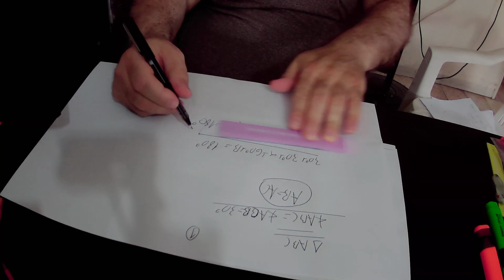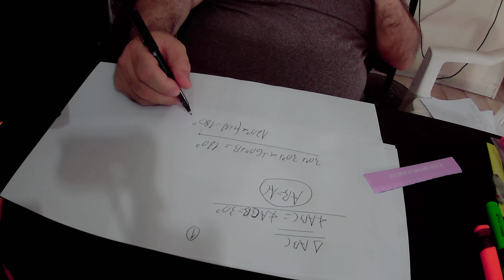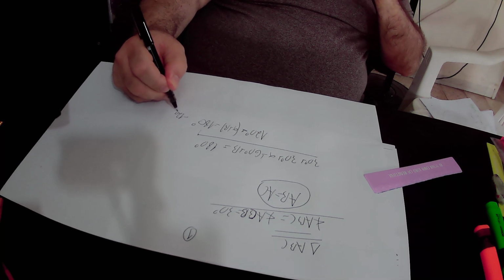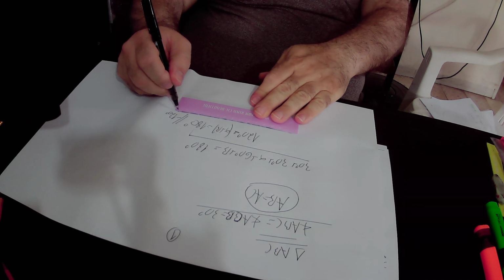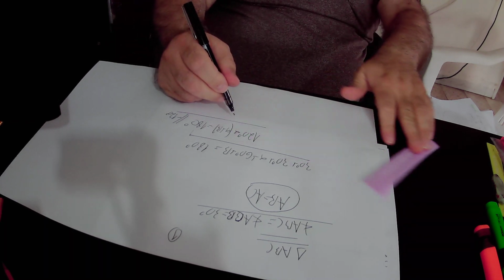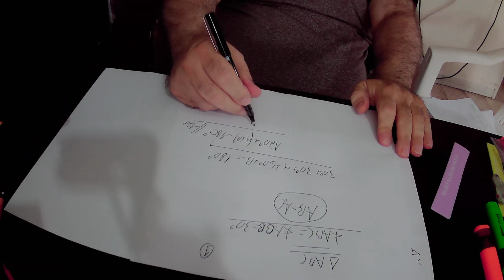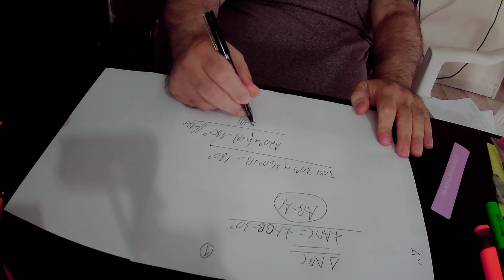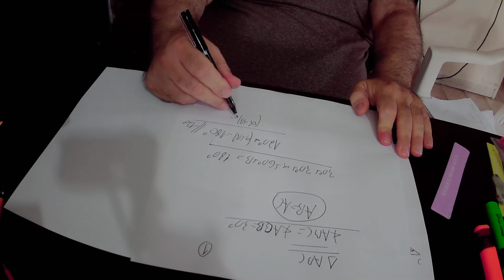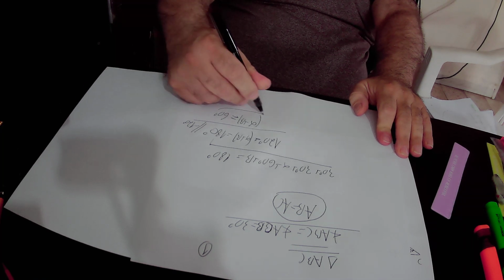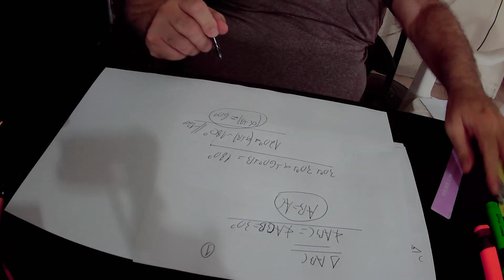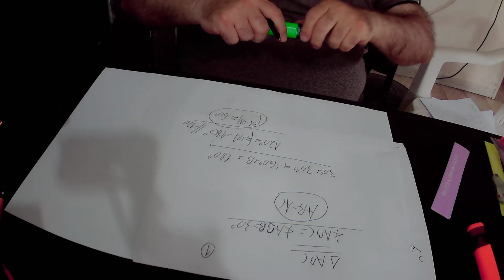Here we subtract 120 degrees from both sides of the equation, and we get that alpha plus beta equals 180 degrees minus 120 degrees, which is 60 degrees. So we know that alpha plus beta equals 60 degrees.